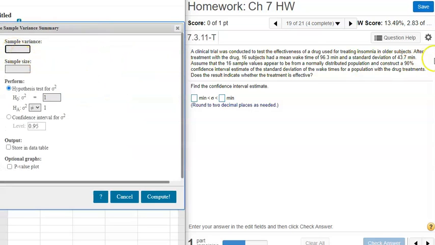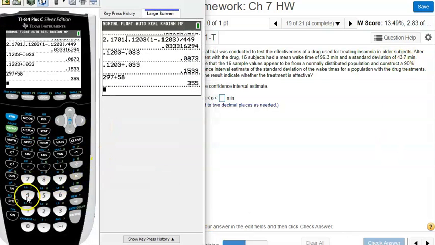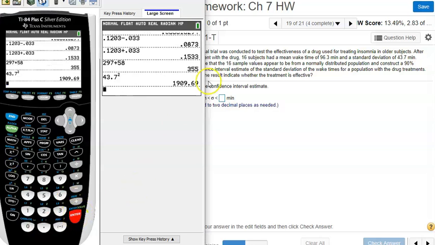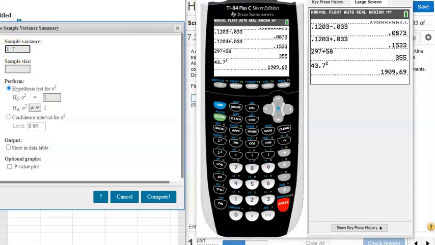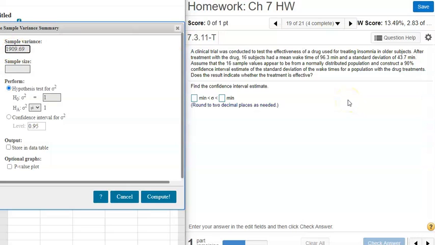For the sample variance, they're not giving you that value, so you have to figure it out from what they told you. They did give you the sample standard deviation. To get the sample variance, you're going to take that standard deviation and square it. So I'm going to take 43.7 and square it. That gives me 1909.69. That's what I'm going to put in here for my sample variance. Then for the sample size, since this said there were 16 subjects, that's my sample size. I'm doing a confidence interval, and this asked for 90% for my confidence level.